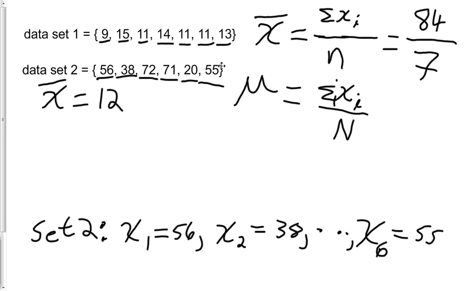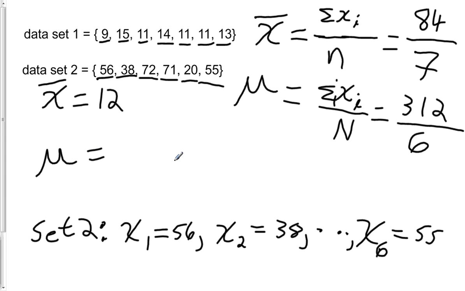What we're going to do is take all of the data values and add them up. When we add up all the data values, we get a total of 312. That means that if I add up 56, 38, 72, 71, 20, and 55, I get 312. That's the sum of the individual data values. And we're going to divide that by uppercase N, and uppercase N is 6 in this case, so that we get mu, which is the mean of the second data set, to be 52. So you see, we calculated them in the exact same way.